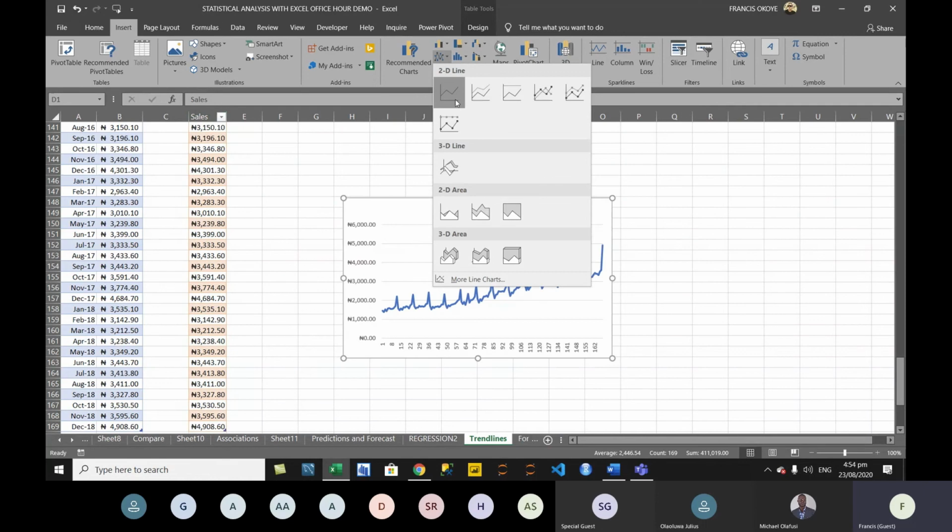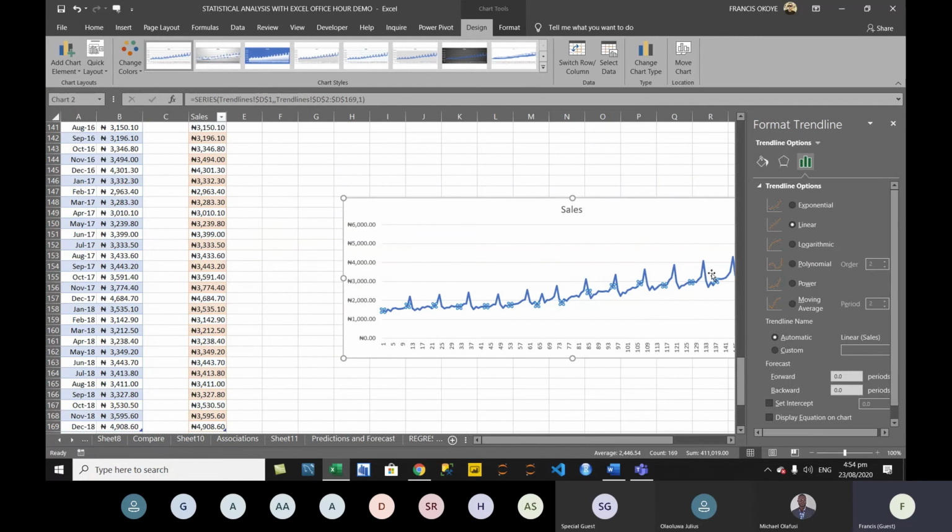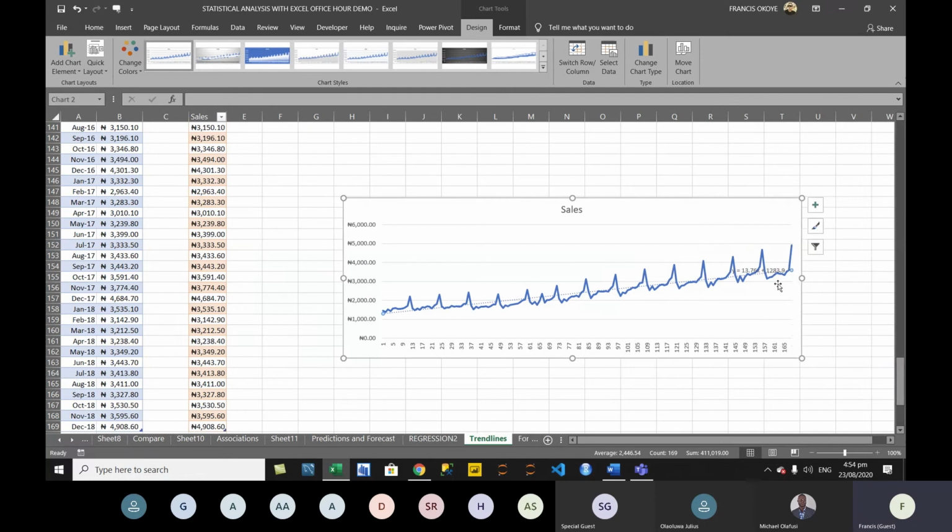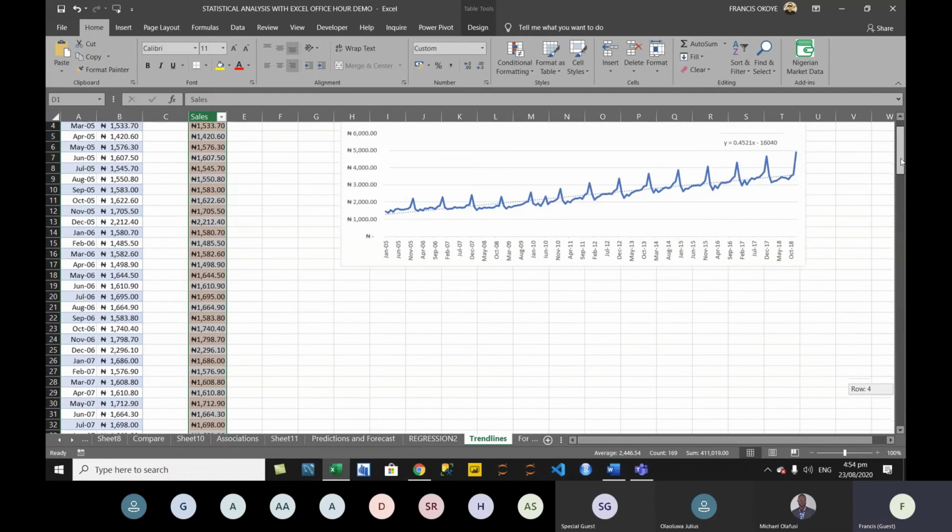So the same way, I have a trend line. I will right click on the data, add trend line, display equation on chart. Now, what you realize is that we have two different trend lines with the same data.